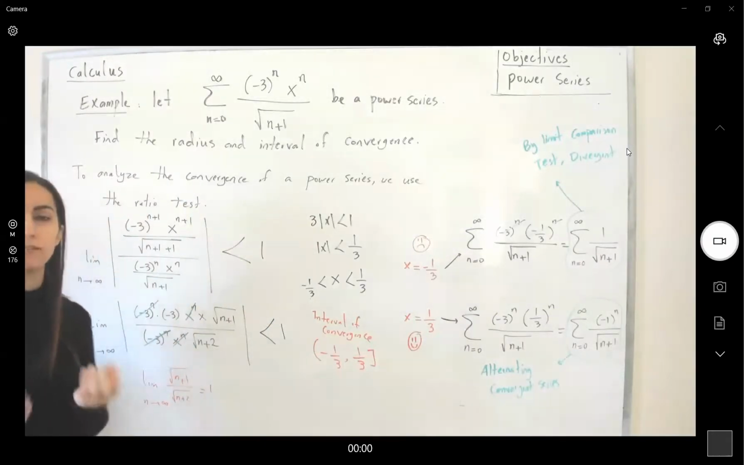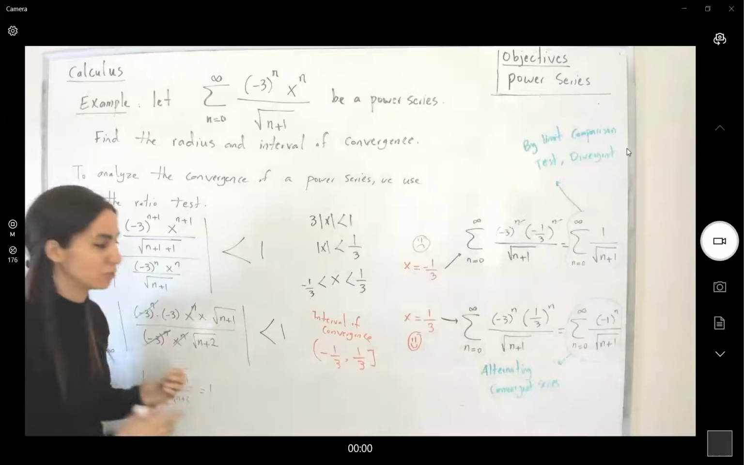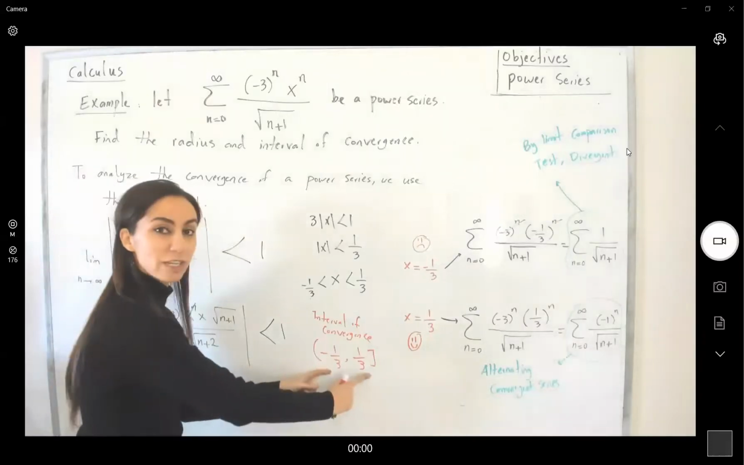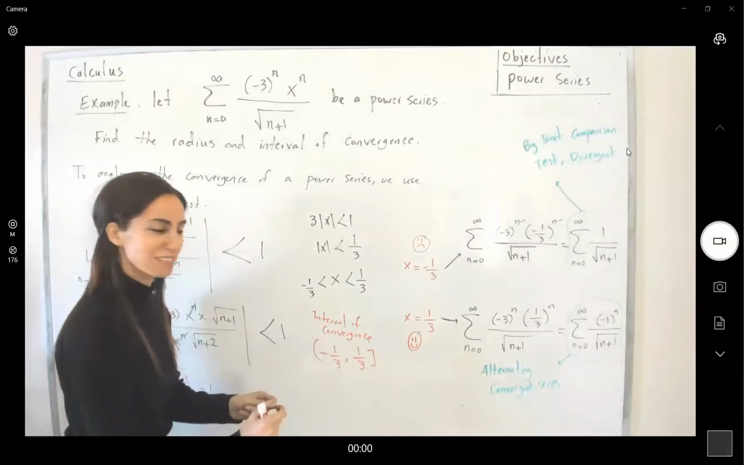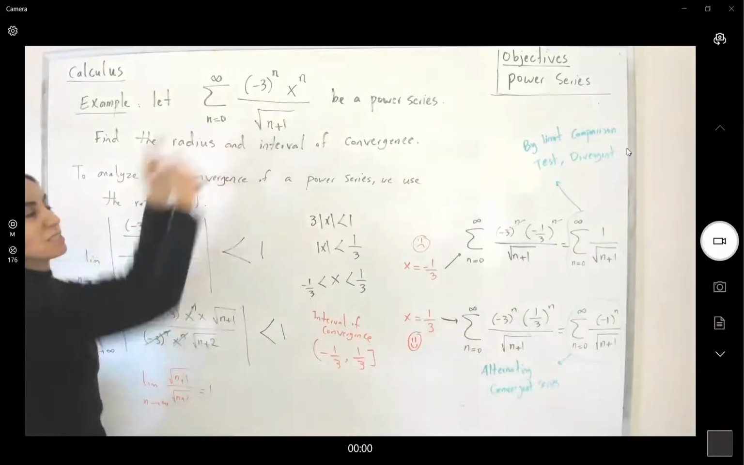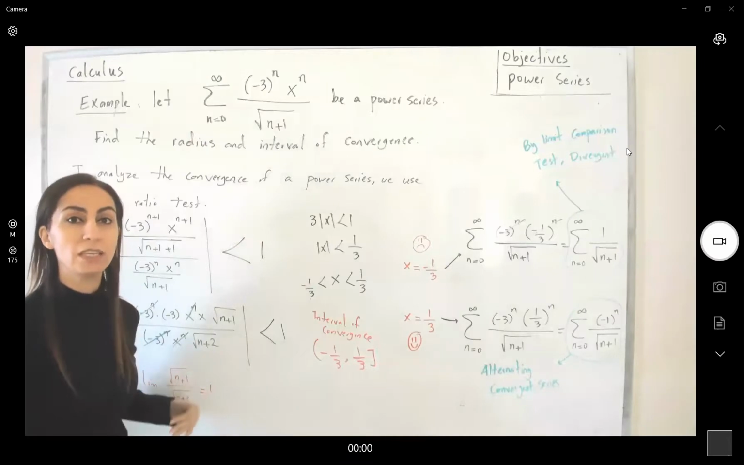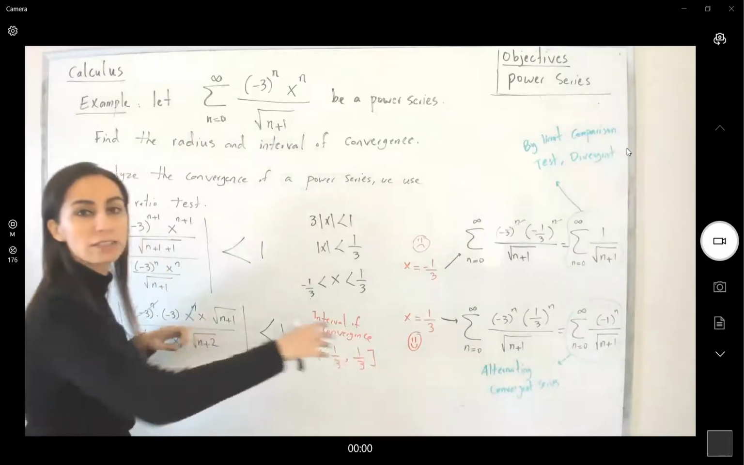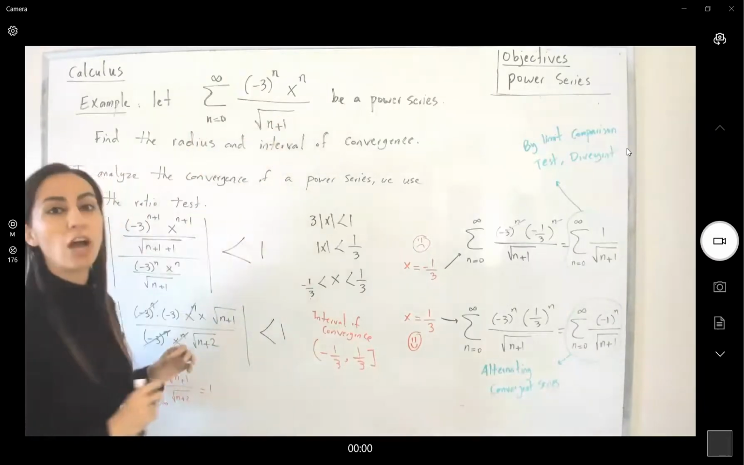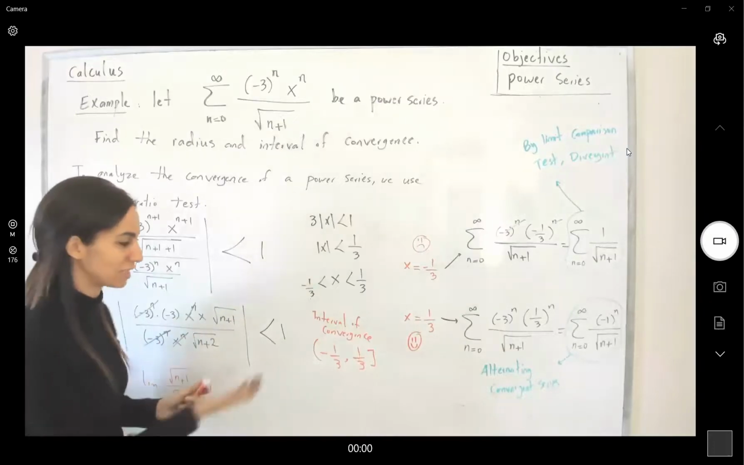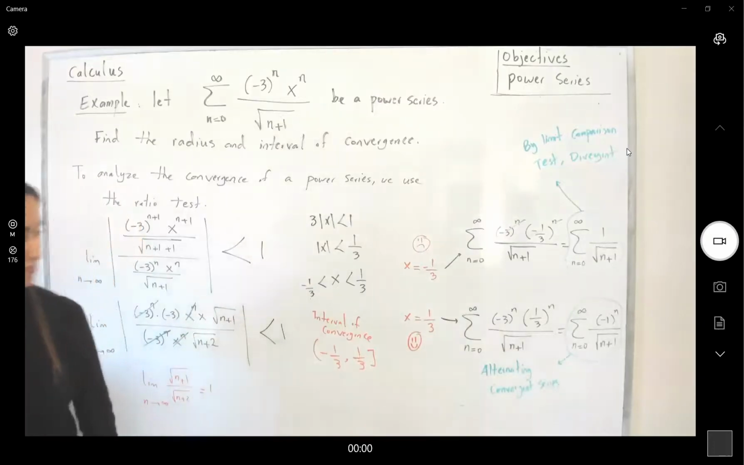It means that if you take any x value between negative a third to a third included, this power series is a convergent power series. If you take any other number outside this range, you get a divergent series. That's the meaning of that.